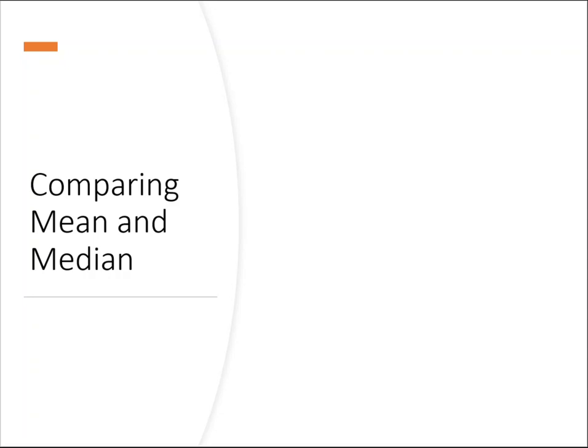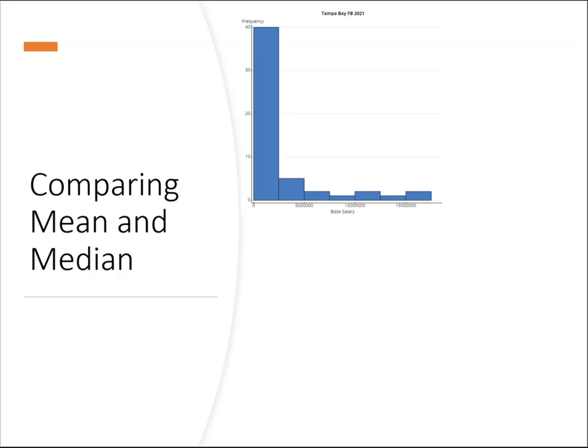So far, we've looked at two different examples where we've calculated both the mean and the median. The first example we looked at was on NFL salaries, and the second one was on speed. Let's take a look again at our salary example.